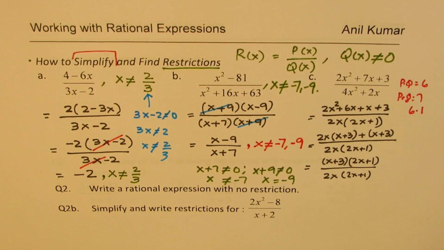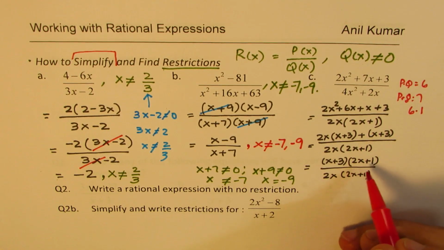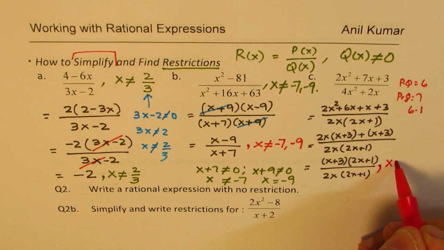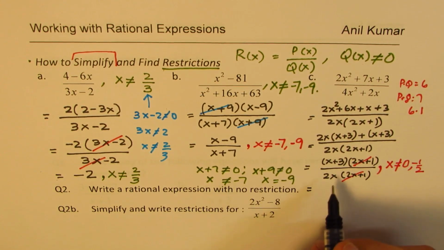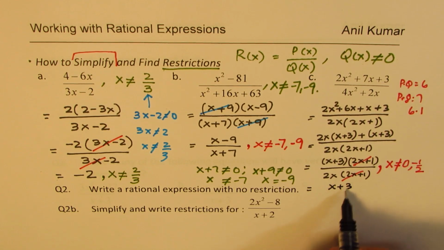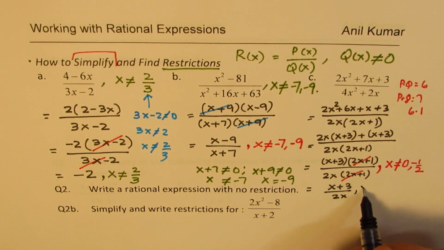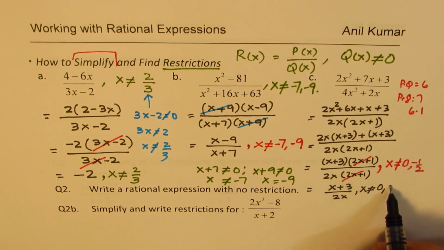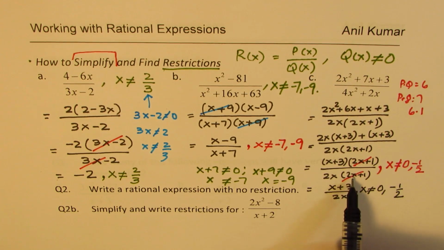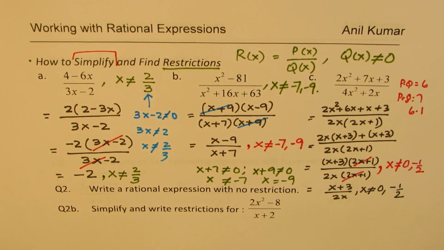Now here is something very important I want to share. Before I cancel, it's a good idea to write the restriction. We say x is not equal to 0 and also minus half. In that case, you don't miss out, right? And now you can cancel, and once you cancel, you write down your answer, which is equal to x plus 3 over 2x, where x is not equal to 0 because that makes 2x as 0, and it's not equal to minus half. That could make the other factor 0. Perfect.